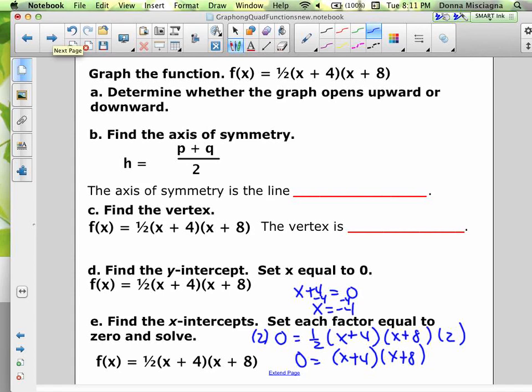And if we have x plus 8 equals 0, we would subtract 8 from both sides, so x would equal negative 8. By the way, this has nothing to do with the y-intercept. I just didn't feel like extending the page, and I used this area. But all of that is just our x-intercepts.